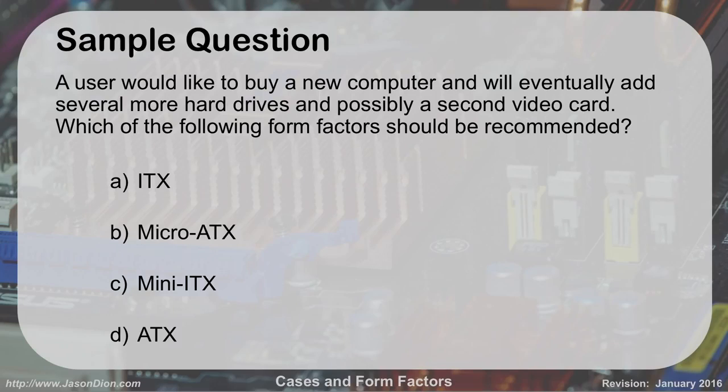So, if you were a user and you wanted to buy a new computer that will eventually add several more hard drives and the possibility to run a second video card, which of the following form factors would you recommend? So if I want to put lots of something in there, which one do you think is the biggest? D, ATX, right? So we would go with an ATX board and an ATX case. So a nice full size or a mid size case with a full ATX board would fit just fine for our purposes.